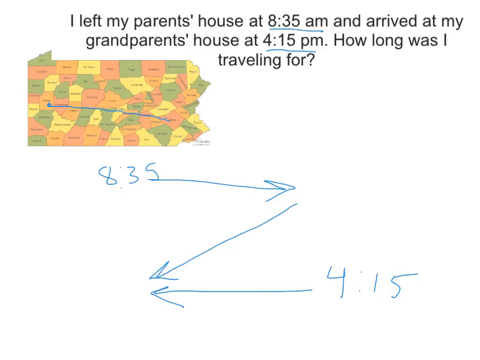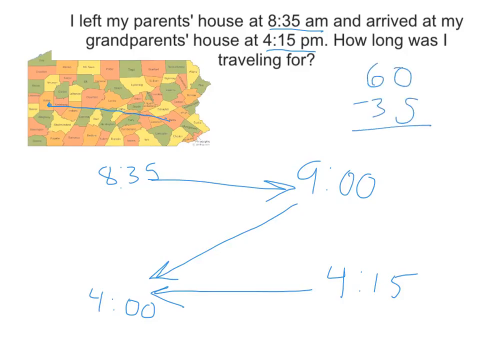Now what I need to do is go back and put the nearest hours. So the nearest hour to 8:35 would be 9 o'clock, and the hour that comes before 4:15 is 4 o'clock. Now I need to do a lot of the same jumping type stuff that I did from the timeline. So how many minutes is it from 8:35 to 9 o'clock? So my two strategies, I could subtract it from 60, 60 being one whole hour. That'll give me 25, or I can draw myself a clock.